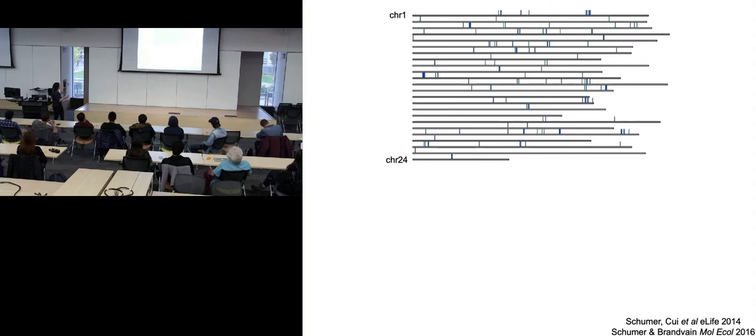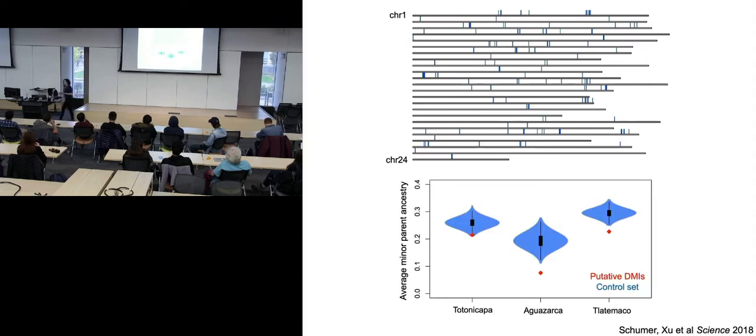And one of the exciting things that we've seen is that if you focus on ancestry in these regions and compare it to the rest of the genome, you'll see that this ancestry is quite unusual. So if you look at this plot here, we have our three hybrid populations. And then in red, we show average ancestry for the minority parent species at putative hybrid incompatibilities compared to the genomic background. And what we've interpreted from this is that these regions that show this non-random pattern of segregation in hybrid populations are actually changing in frequency and becoming more extreme in their ancestry over time.